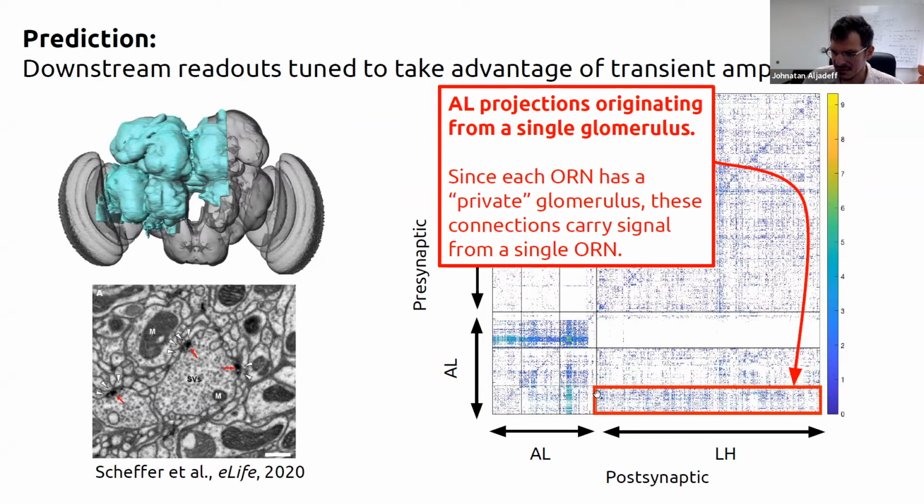The reason for that is that the projection neurons from the antennal lobe to the lateral horn here carry signal from a single glomerulus in the antennal lobe. So I can give you a very brief description of fly neuroanatomy. Each ORN has its private glomerulus in the antennal lobe, and from the antennal lobe, there are projection neurons to the lateral horn. So if we look at neurons that carry signal from a single glomerulus, we can think of them as carrying signal from a single ORN type, which is the quantity that we have in our model. We know something about the interaction between firing rates of individual ORN types.